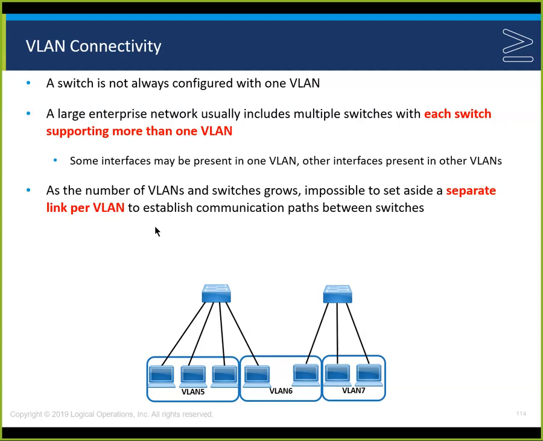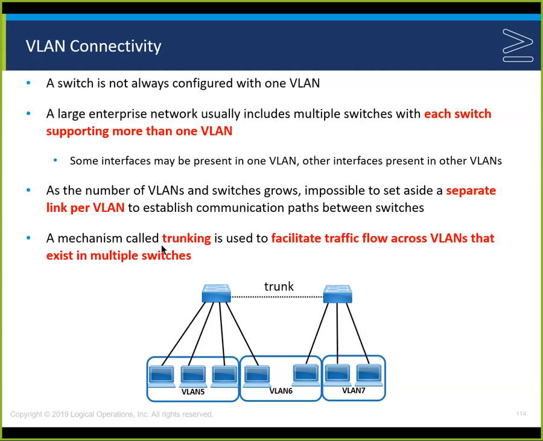As it grows, it's impossible to set aside one link per VLAN. We could actually do that for a while, but if we have like 4 VLANs on a switch, that means we have to have 4 other ports to connect together, and then we have to keep doing that from switch to switch to switch, depending on how many switches we have. The trunk port becomes a whole lot easier to do that. And the trunking is pretty simple, as you saw, to configure one: switchport mode trunk. And that's all we do.